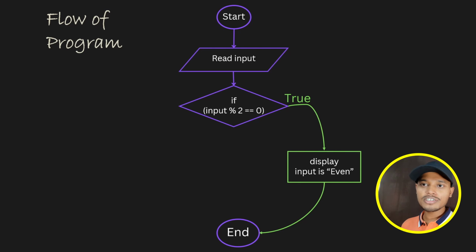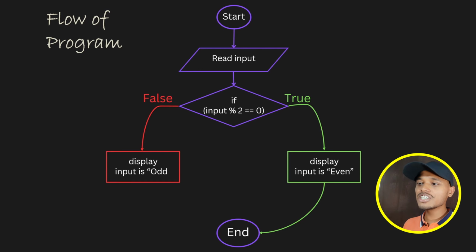Suppose the condition is not true, it is false. If it is false, the else part will be executed. Whatever is in the else part, that will be executed. So in the else part, it will display that the input is odd. After displaying that the input is odd, we will say that our program is finished.